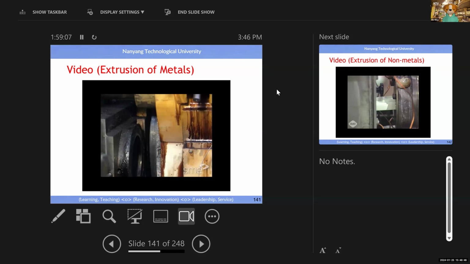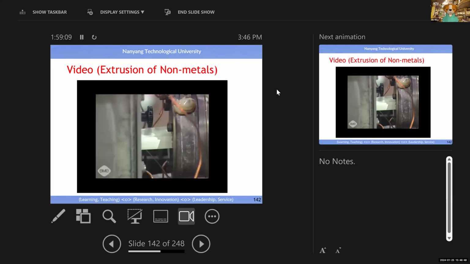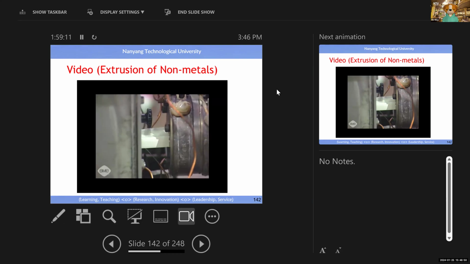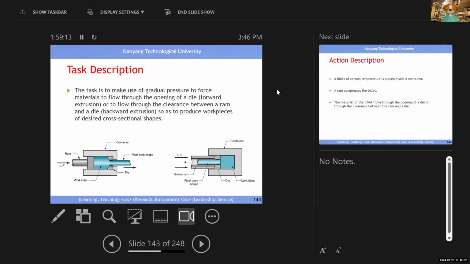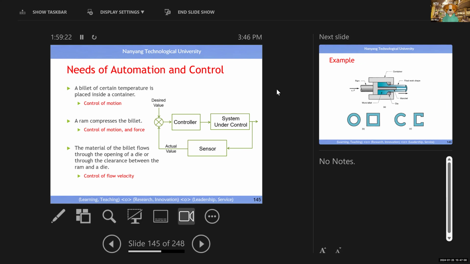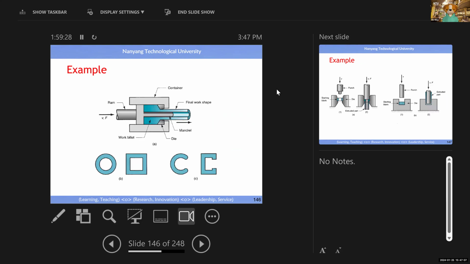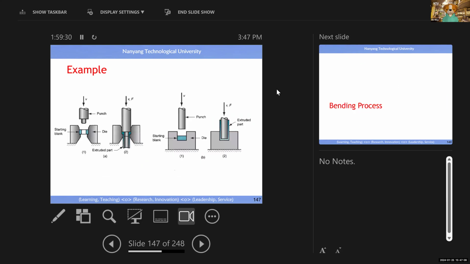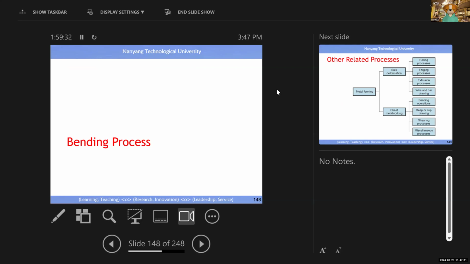Resistance to deformation. Okay, so going up, you just know, right? The material could be a non-metal material, right? So this is illustration and action. And then you see force control is very important, the motion force, then flow velocity, magnetic control velocity, etc. Right? So some more illustration for you to understand this extrusion.